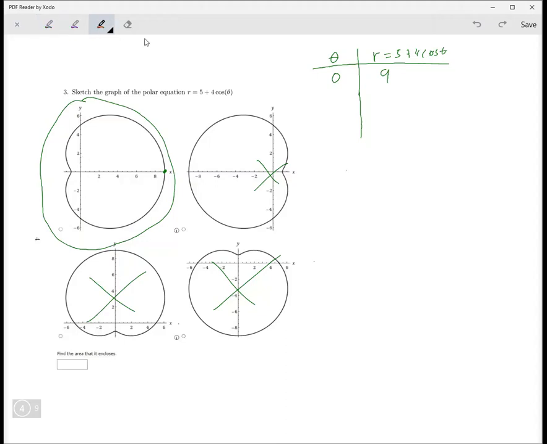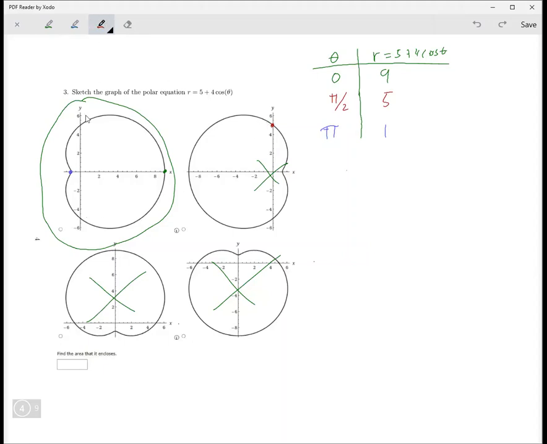And we can put some other values in. So maybe pi over 2. When you put pi over 2 in here, you get 0, so that should be 5. And indeed, it's at 5. And when you put pi, cosine is -1, so you actually get 1. So yeah, you're at 1.